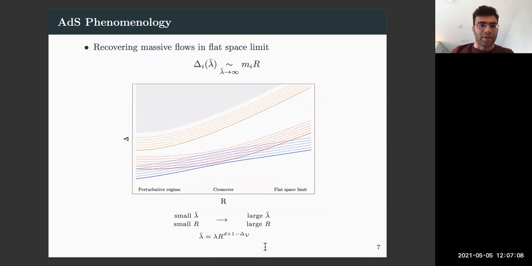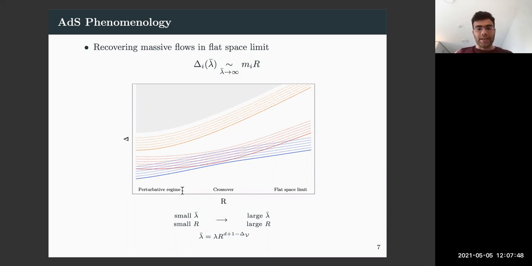Just let me quickly review what we expect as the phenomenology of AdS. So as I showed you in the beginning, there is this lambda bar, a dimensionless coupling, in the case that this power is positive, which are the cases we are considering. With increasing lambda bar, we go from a small radius. So small radius corresponds to small coupling. And with increasing the coupling, we go to larger radius or flat space limits.